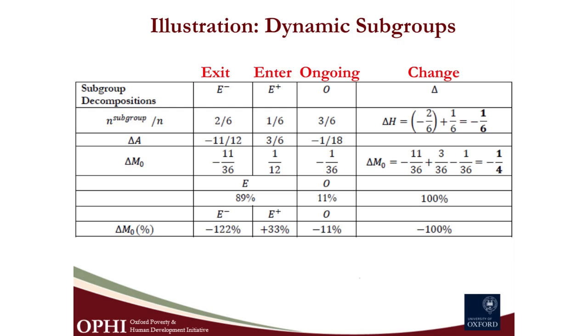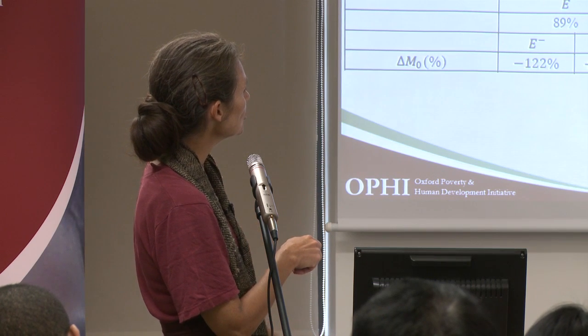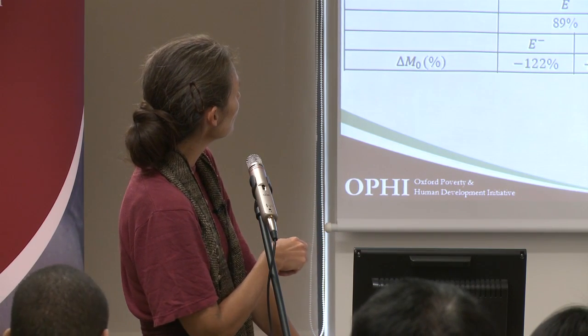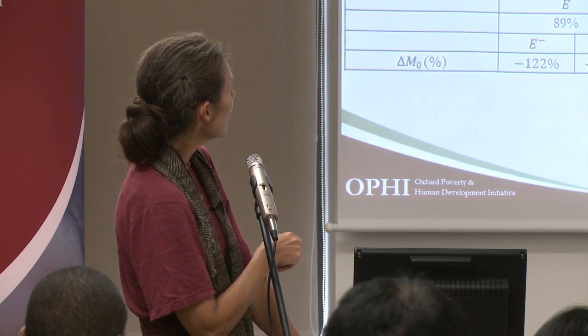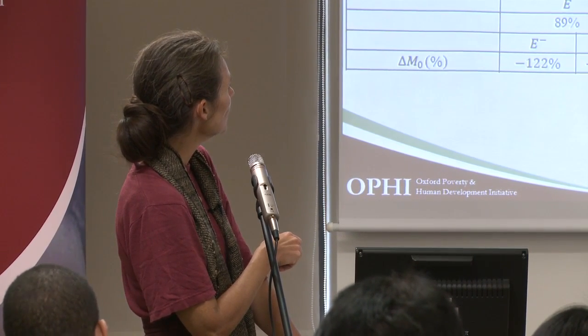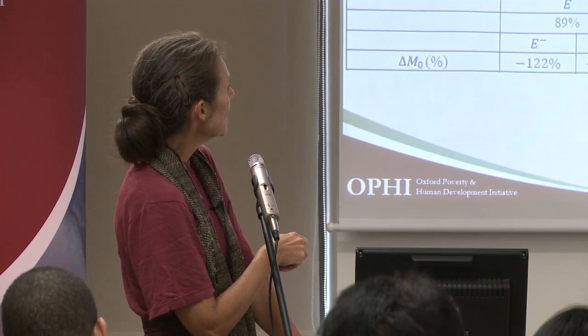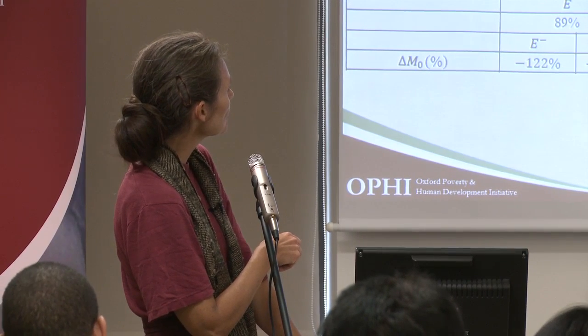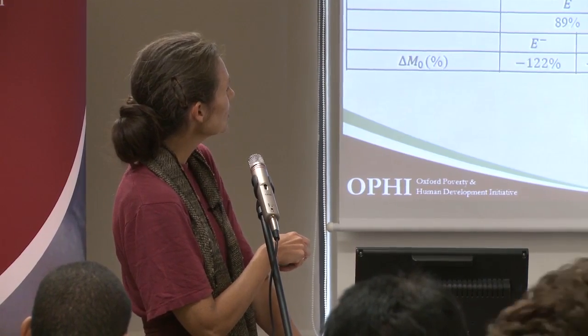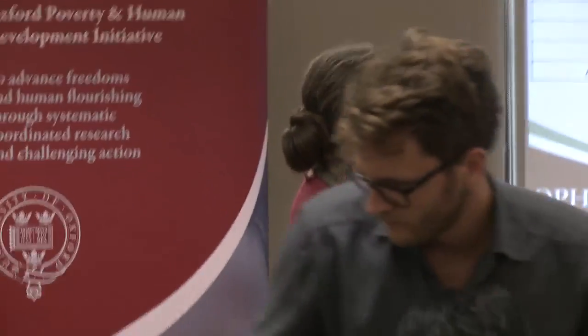Affected by those who entered poverty, thus causing poverty to rise, and those who exited poverty, thus taking with them all of their deprivations into the non-poor. And we see in this example that most of the poverty reduction was driven by those who exited poverty. There was a small increase of 3/36 or 1/12 who entered, and a very small decrease of 1/36 in the intensity of the ongoing poor.